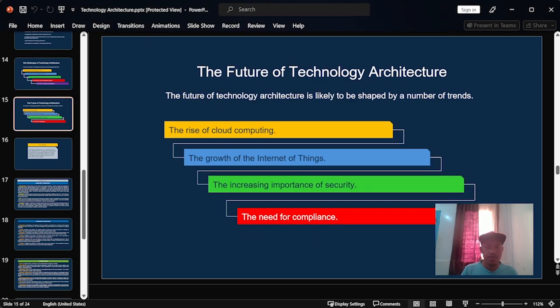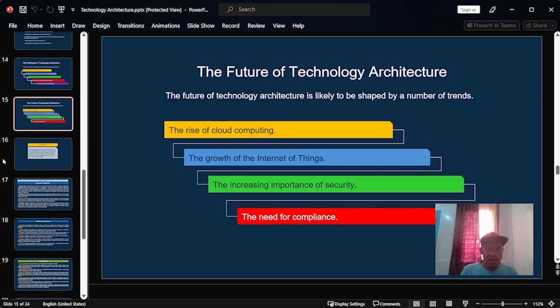Okay, so the next one, the future of technology architecture. So ito yung mga future ng mga technology. The future of technology architecture is likely to be shaped by a number of trends. So maraming trends na ngayon. So there's the rise of cloud computing, so yan sa Azure, AWS, Google Cloud, so they are competing on cloud computing. The growth of the Internet of Things. So sa Internet of Things, yung the increasing importance of security. So the increasing security in organizations. The need for compliance.